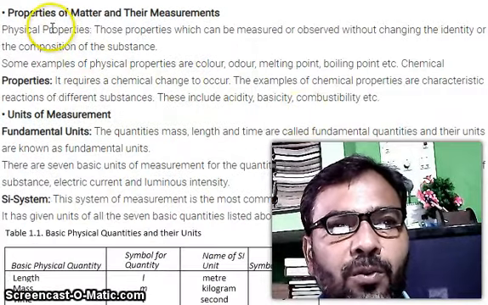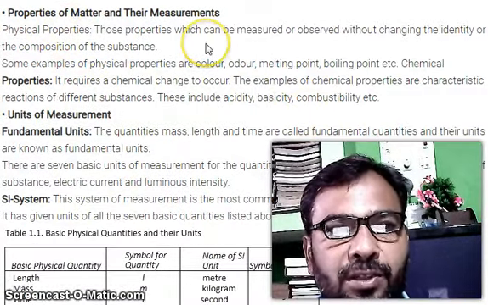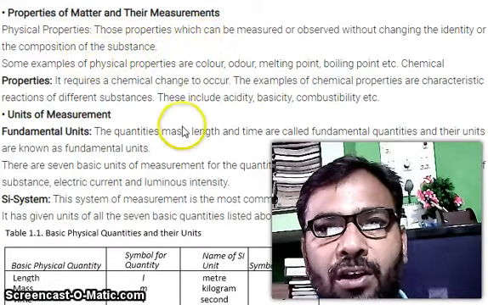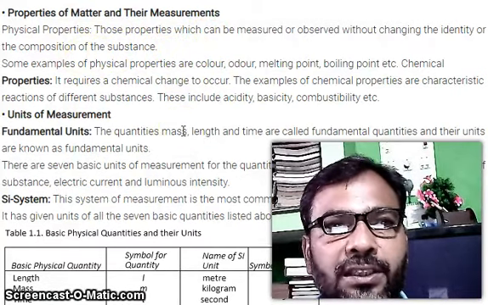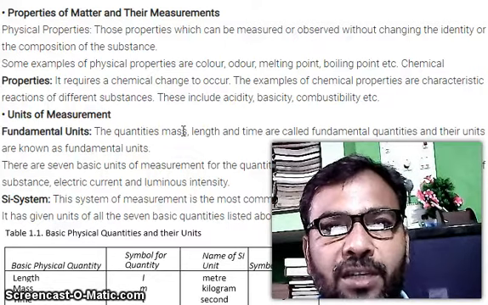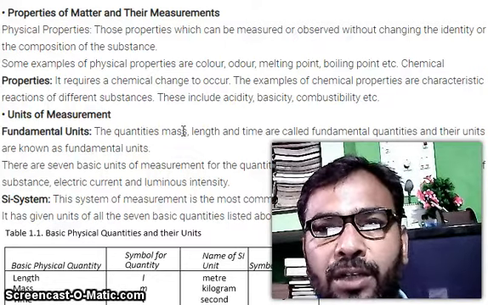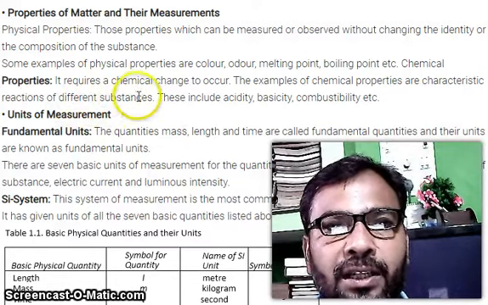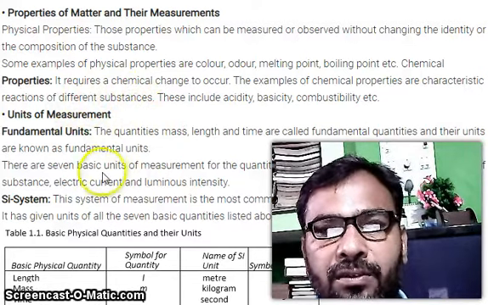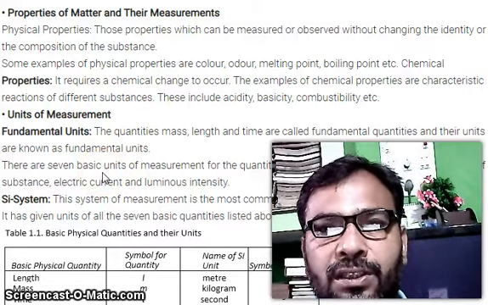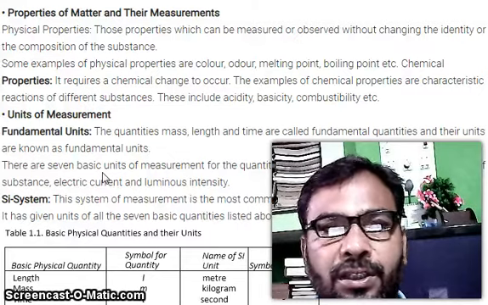So friends, what are the properties of matter and their measurements? Physical properties are those properties which can be measured or observed without changing the identity or the composition of the substance. Some examples of physical properties are color, odor, melting point, boiling point. Chemical properties require a chemical change to occur. The examples of chemical properties are characteristic reactions of different substances. These include acidity, basicity, combustibility.